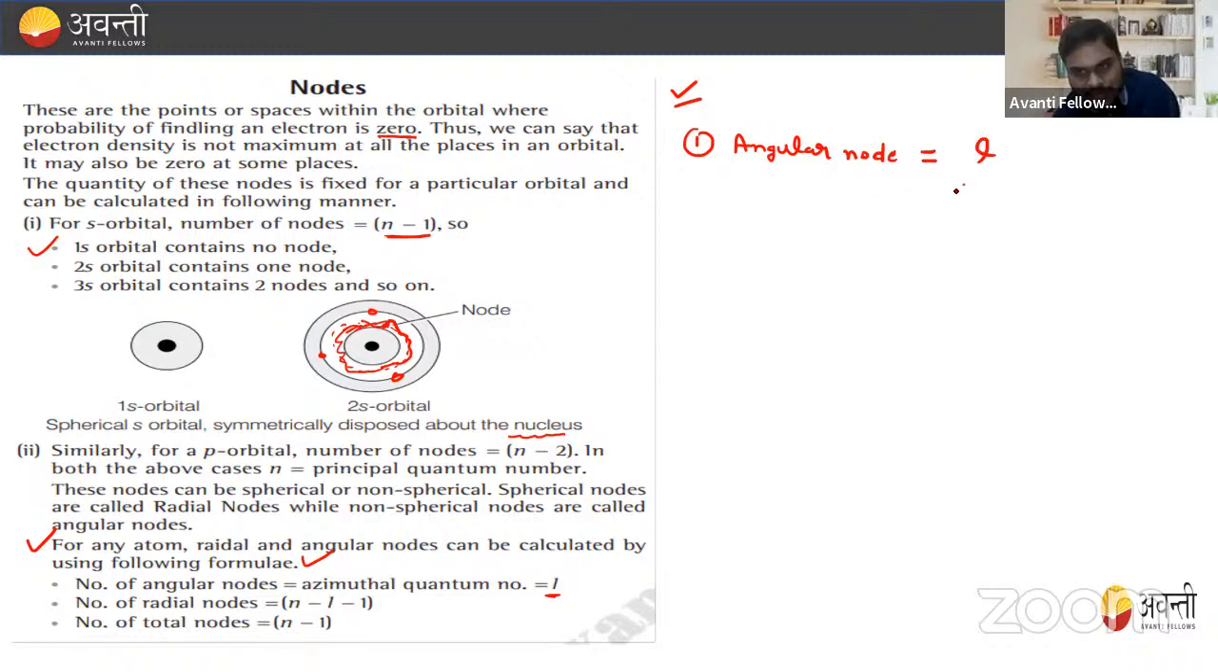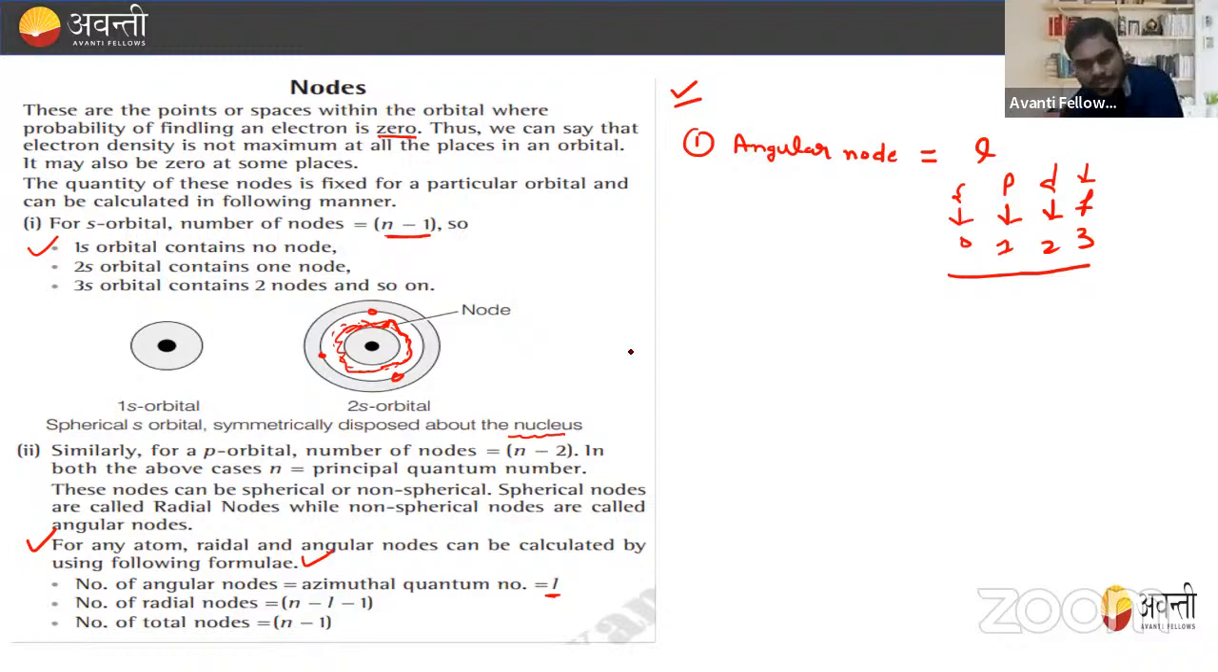We know that for s, its value is 0. For p, its value is 1. For d, its value is 2. For f, its value is 3. So we can calculate this. If the angular node is 0, it means it is from the s subshell. If the angular node is 1, it is from p. So you can calculate that angular node is equal to l.